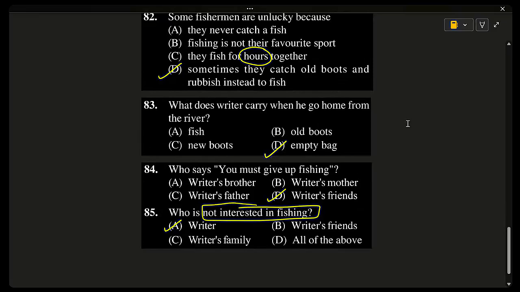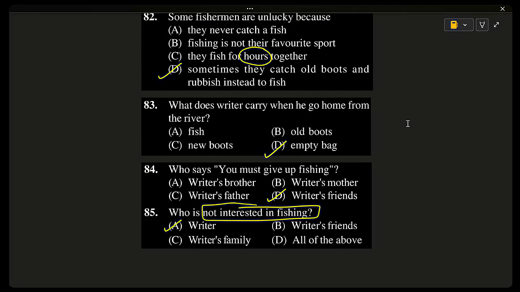See, the writer's friends may be interested in fishing, we don't know. But they suggested the writer don't go for fishing because you are wasting time. That doesn't mean that the friends are not interested in fishing. Maybe they are interested because some of them may be catching fish. But they suggested the writer don't go for fishing. Sir, then why did they say that, sir? See, somebody is suggesting that you're wasting time, don't go for that. It doesn't mean that they are not interested. They may be interested, it is a different matter. But who is not interested in this passage? The writer is not interested. Because it's clearly mentioned, I'm not at all interested in fishing. I only enjoy the view by sitting in the boat.